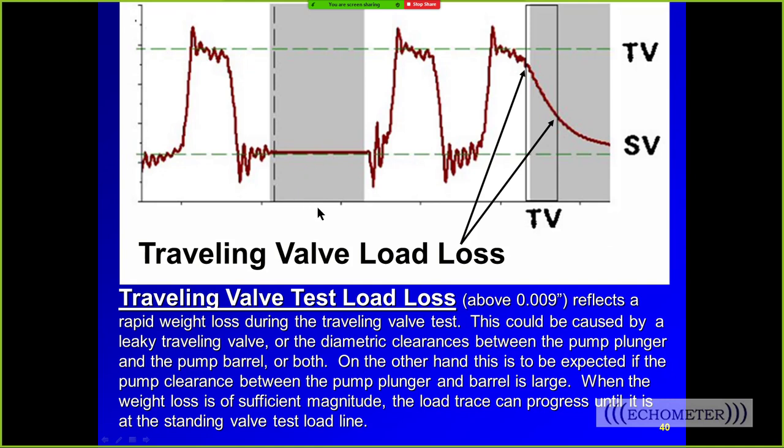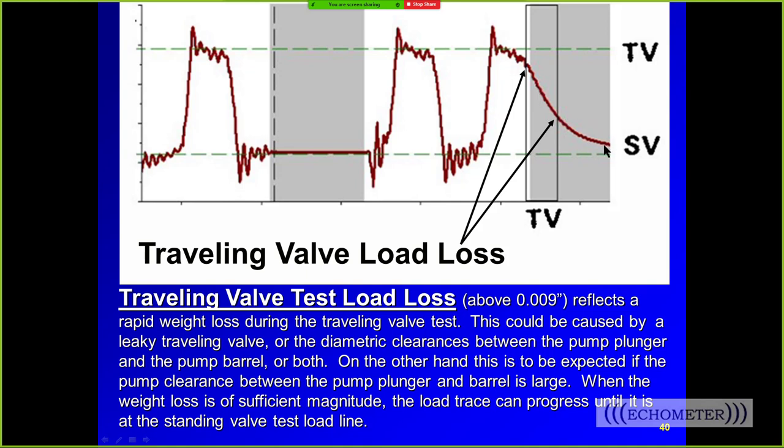Now here's another test, and this pump was primarily water, and the pump clearance was 9 thousandths of an inch of clearance, and the viscosity was fairly low. And so here we stop, and this is a load lost with 9 thousandths pump clearance.